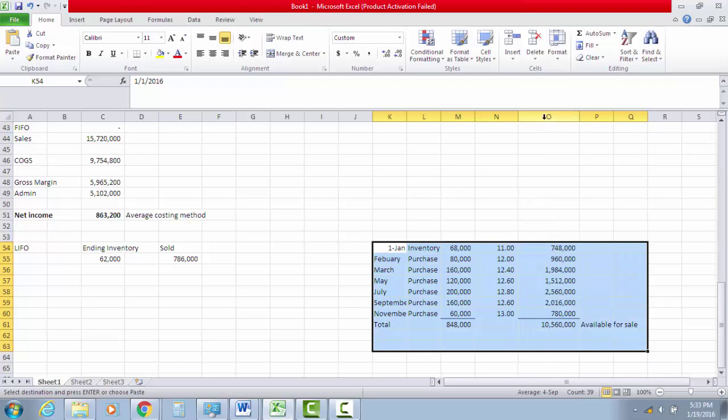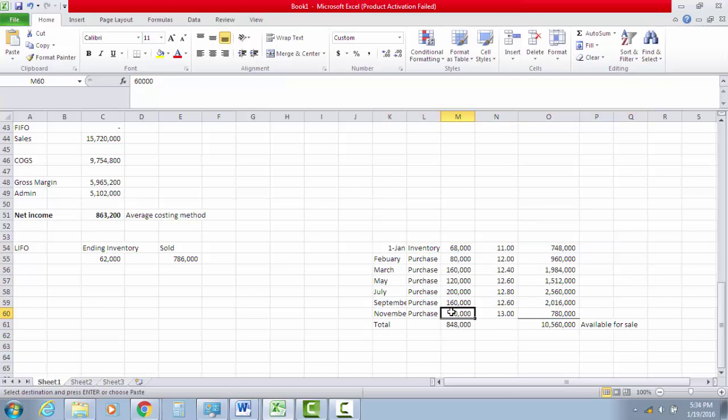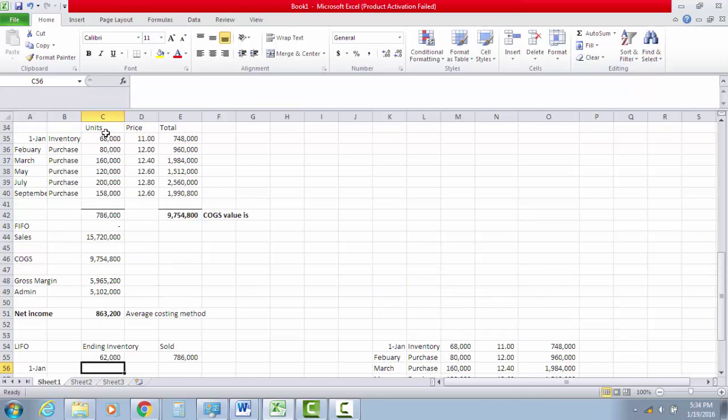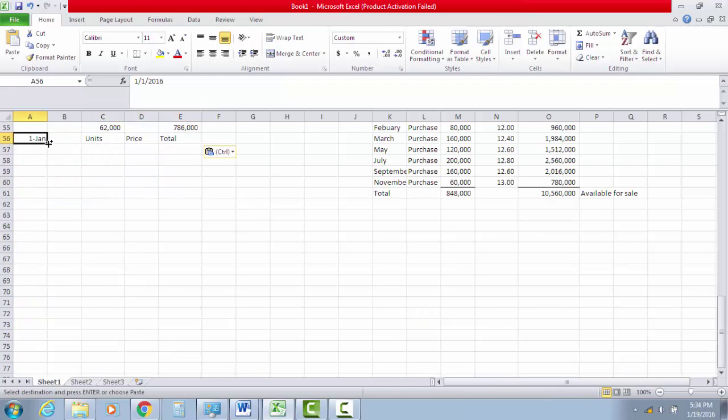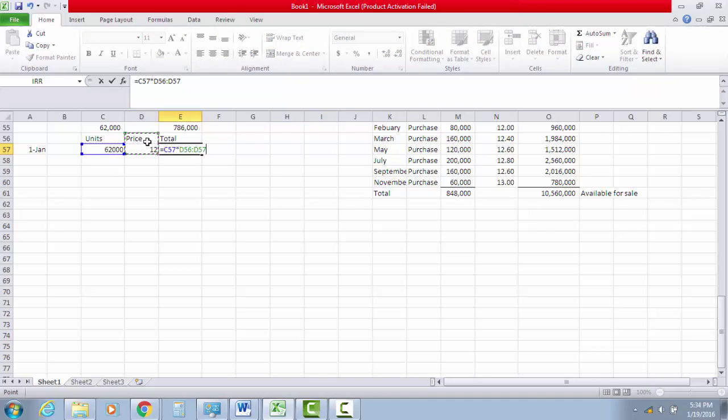So taking a look at this LIFO, last in, first out. I would have sold from the bottom up at this point. So if I'm taking a look at the last items, I would have January inventory. I'm going to copy my top here. I would have January inventory, and I would have 62,000 units at $12 a piece times this.